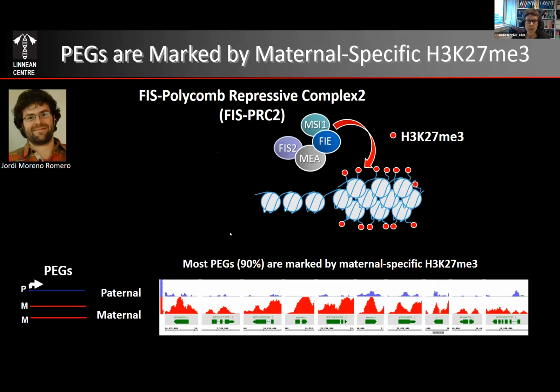So basically distinguishing maternal and paternal alleles. And what he found is that the majority of PACs, so 90% of PACs, have a specific modification, K27 trimethylation, present on the maternal alleles, while the active paternal allele is devoid of K27 trimethylation. So with that, the specific presence of K27 trimethylation established by the FIS-PRC2 is connected to genomic imprinting.